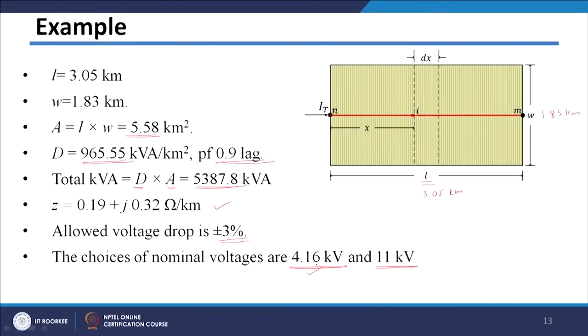So, let us calculate, using whatever theory we have seen till now, how much the voltage drop will be if I consider 4.16 kV as the nominal voltage, and then we will see for 11 kV. So, let us calculate the voltage drop for 4.16 kV.